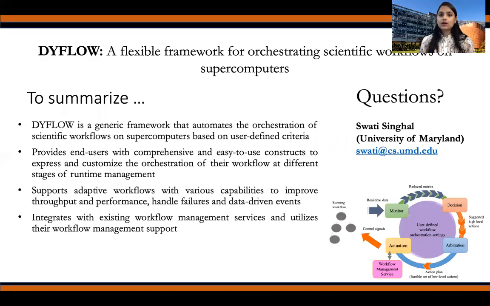To summarize, DYFLOW is an orchestration service that automates the process of workflow management for users and acts on custom user requirements. It's not a brand new workflow management system, and it reuses most of the existing support from the workflow management services. Through experimentation, we have demonstrated that DYFLOW supports adaptive workflows and provides various capabilities.